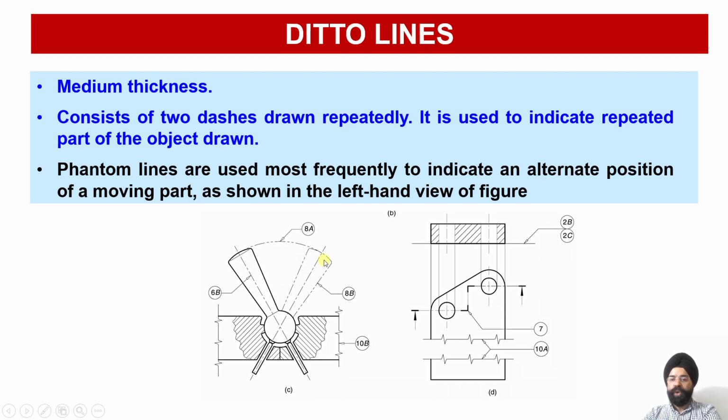So ditto lines are used to indicate the positions into which the components or parts of the machinery can move. These are also called phantom lines. The phantom lines are used most frequently to indicate the alternate position of a moving object, as shown in the left hand side view. This is the idle situation, this is the working situation. This is just to ensure that I keep this space free of any obstruction so that there is no hindrance to the movement of this particular handle.